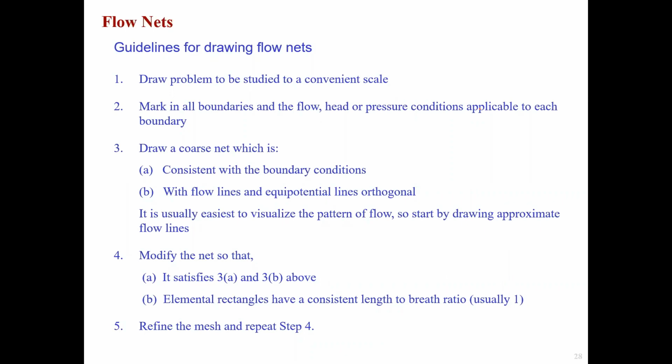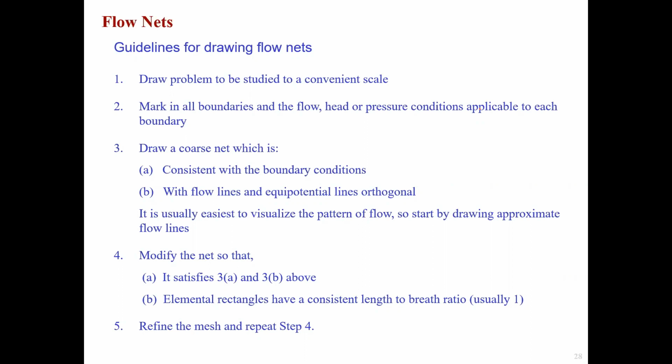So with a few simple rules and tricks, we could just draw our solutions by hand. Firstly, we plot the problem to be studied to a convenient scale, and the dimensions of the length ought to be in proportion. So at least you try to be in proportion and make it look reasonable. And then we mark all the boundaries and the flow water head and pressure condition to each boundary. Let's say we label the upstream water height and downstream water height, and also we need to label the delta, so we know where we take the reference.